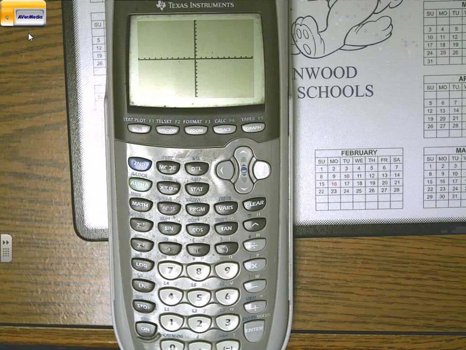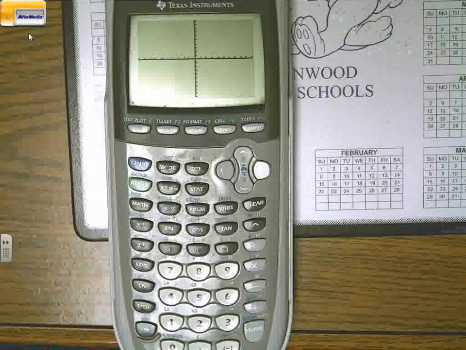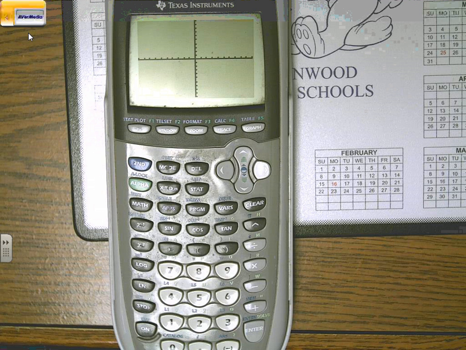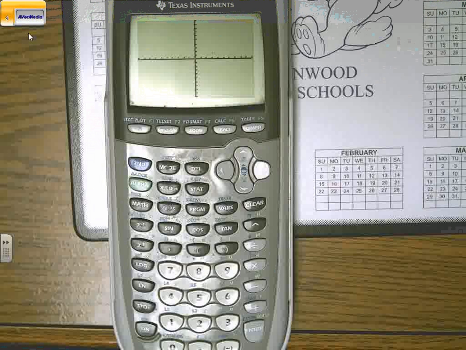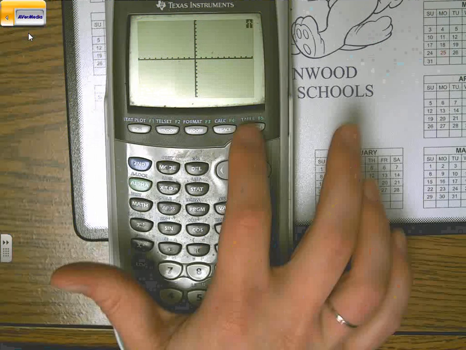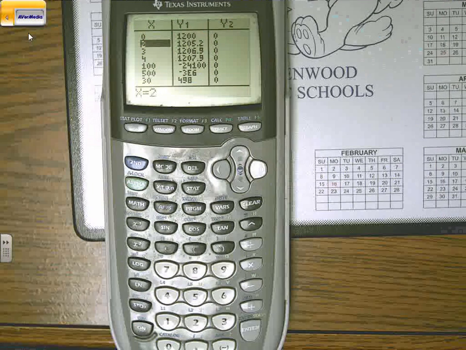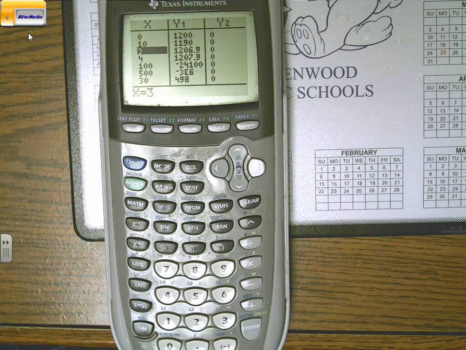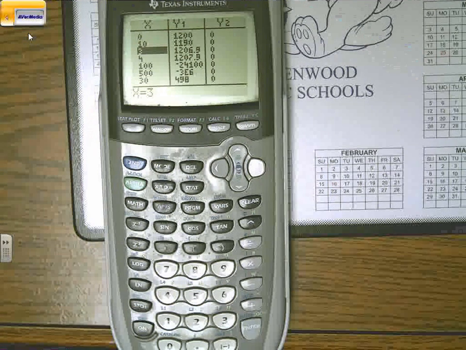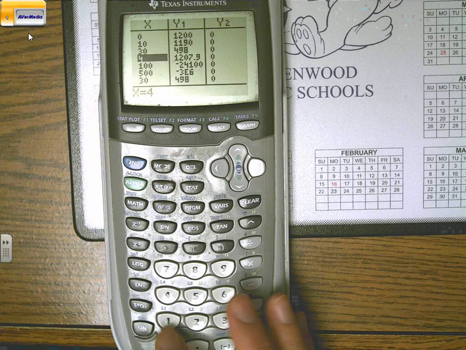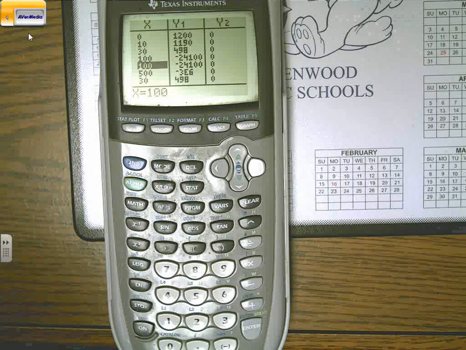As with any function that I don't know how to graph, I'm going to go to my table, find a couple of points to kind of fill out how big the y values are and where I should be. So if you go to your table and type 0, you get 1200. If you type 10, you get 1190, so you notice you're going down. If you type 30, you get 498. If you type 100, you get negative. So I need to go at least to 100.